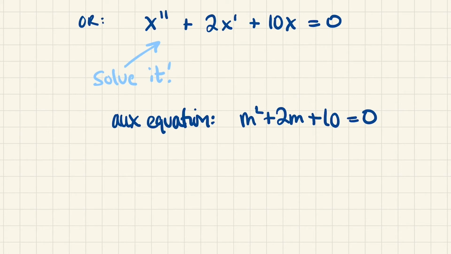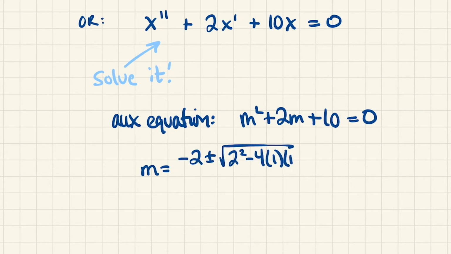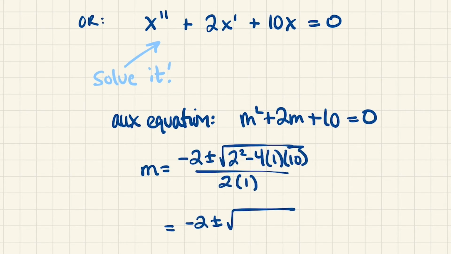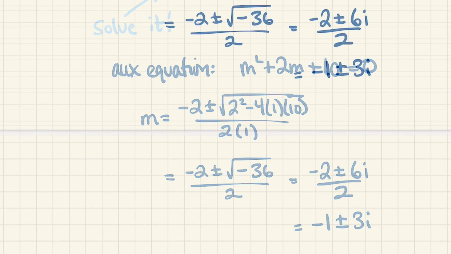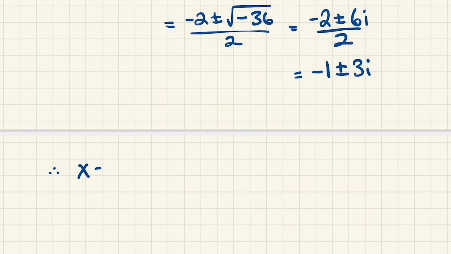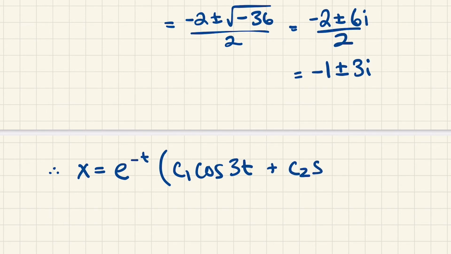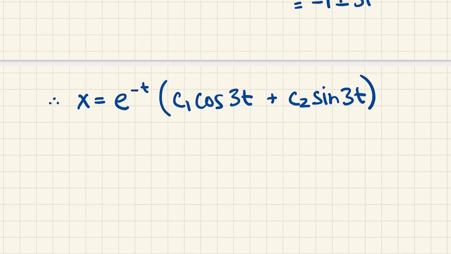I don't think this is going to factor. So let's use the quadratic formula. So we get -1 plus or minus 3i. Okay, so then our solution is e to the -1 times t, c1 cosine of 3t plus c2 sine of 3t. So all we have to do now is determine what c1 and c2 are.